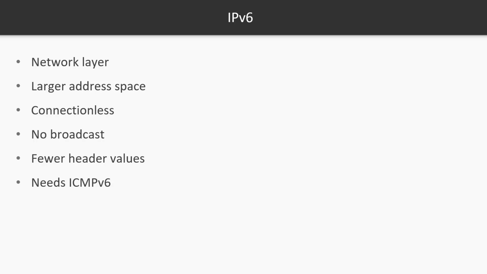It's a connectionless protocol, which means it's a best effort protocol. It doesn't use broadcast, but it uses multicast instead. As you will see in the next slide, it has fewer header values. It needs ICMP version 6 to operate.